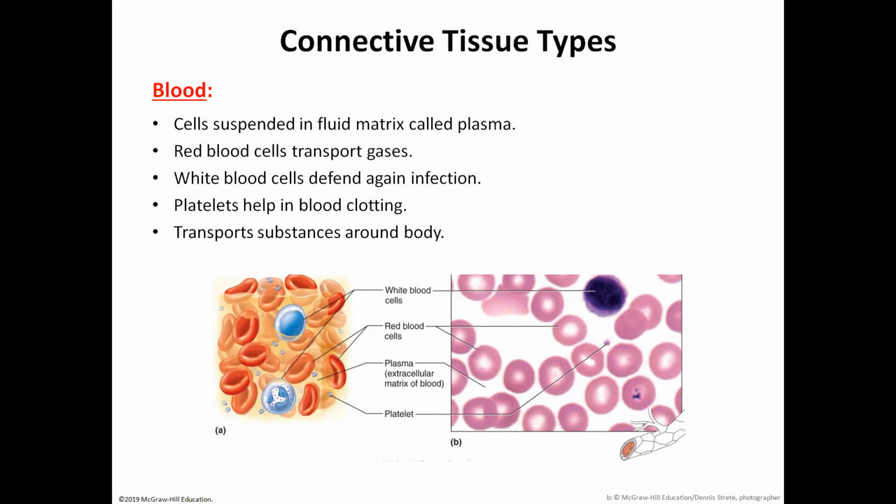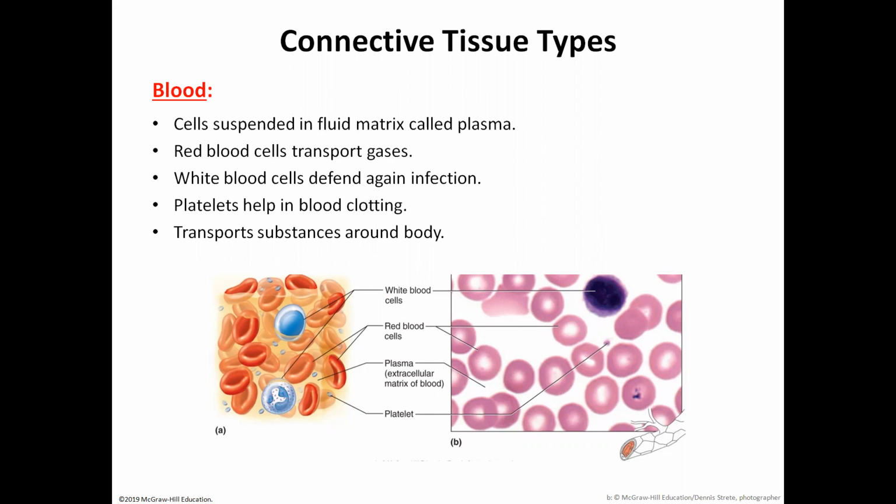Now, the red blood cells are going to be these biconcave shapes. They kind of look like little donuts when you go to see them. You have the white blood cells, which are going to stain purple. And red blood cells help with transporting of gases. Our white blood cells actually help with immunity and helping defend against infection, which I do want you to know. Platelets help with blood clotting.